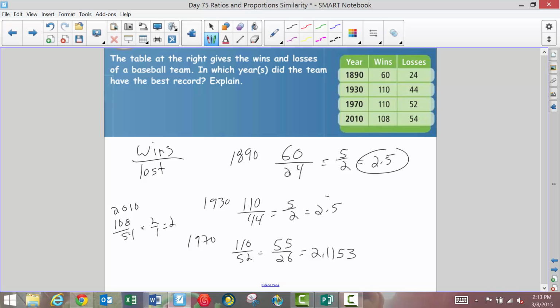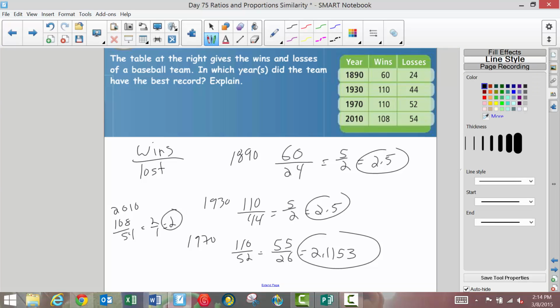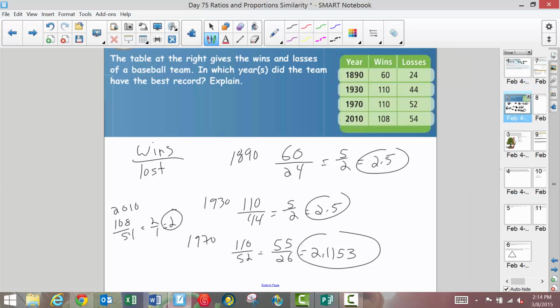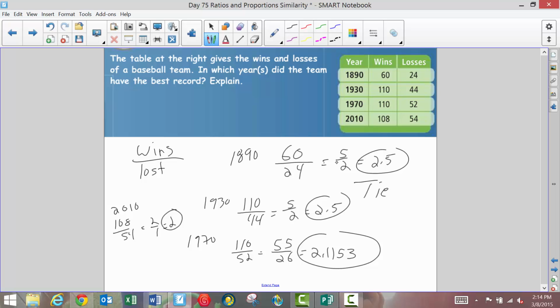So out of all these ratios, which one has the highest win to loss ratio? Well, it's a tie between 1890 and 1930, because they have the highest win-loss ratio, meaning that they win more games than they lose. Therefore, they're going to have the best record.